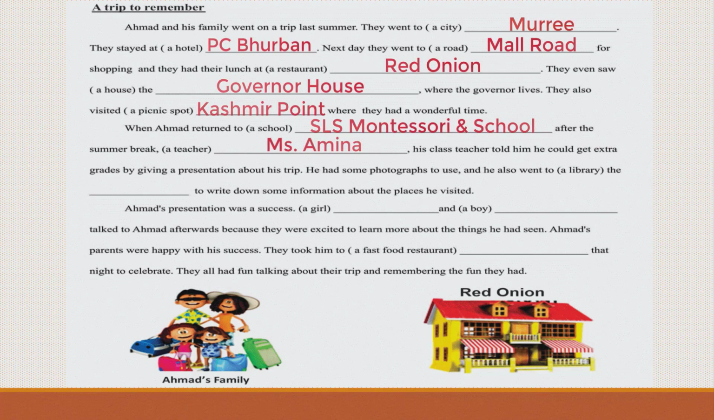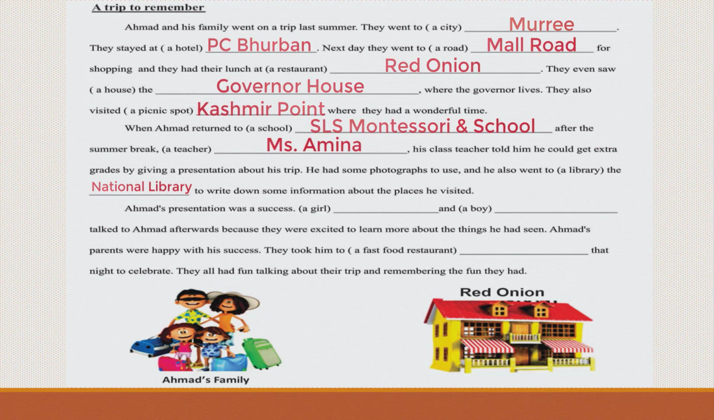By giving a presentation about his trip, he had some photographs to use and he also went to a library. Now which library did he go to? He went to National Library to write down some information about the places he visited. Now he went to the library. Which library? National Library, to write down some information about the places he visited during his trip. Again, National Library is the proper noun. It's the name of a library, a special name. It is going to be written with a capital letter.